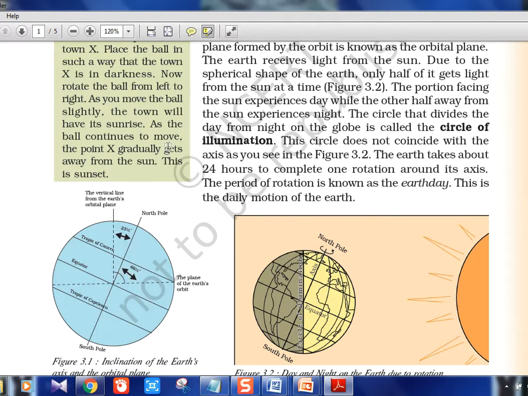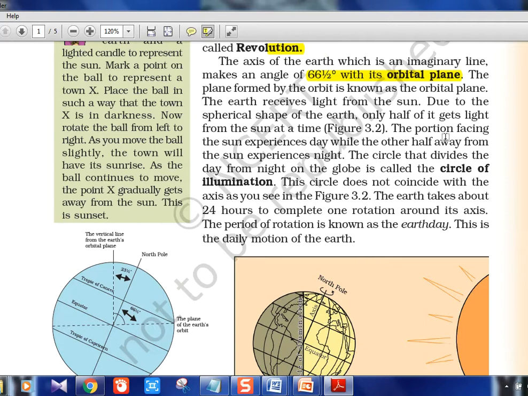The axis is making 66.5 degrees with the orbital surface. So that is the meaning of that line. Now the earth receives light from the sun. Due to the spherical shape of the earth, only half of it gets light from the sun at a time. In this second picture, because the shape is like this, this side will not receive sunlight. Everything will not receive light together, only one particular half will be getting it. That is the illumination property of the sun.